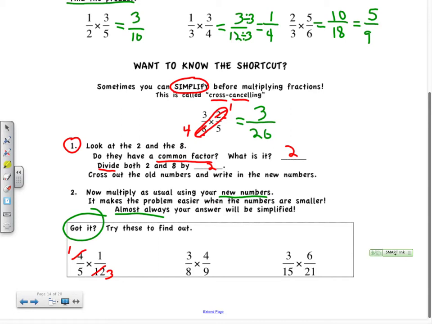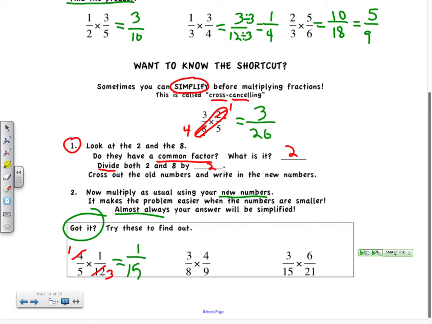So 1 times 1 is 1, and 5 times 3 is 15. We're done simplifying. It would have been 4 times 1 is 4, and 5 times 12 is 60, and I would have had to simplify 4/60ths. Is 12 times 5 60? No. 12 times 5 is? Is it? Okay, thanks for your help. Sometimes I get confused.